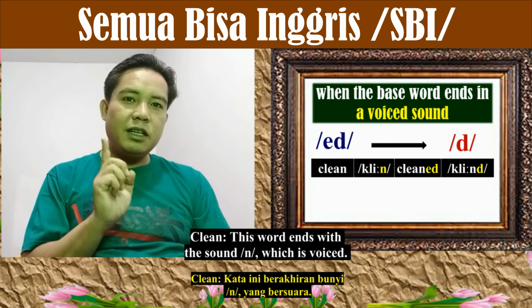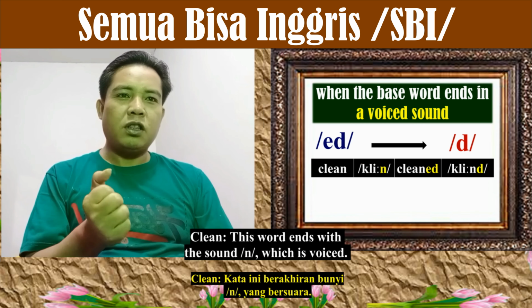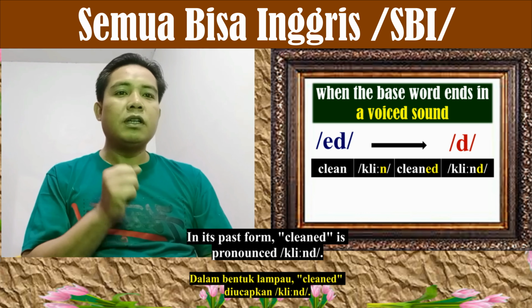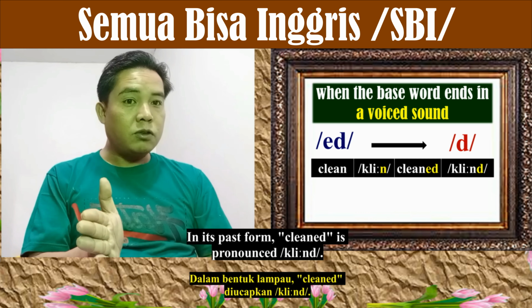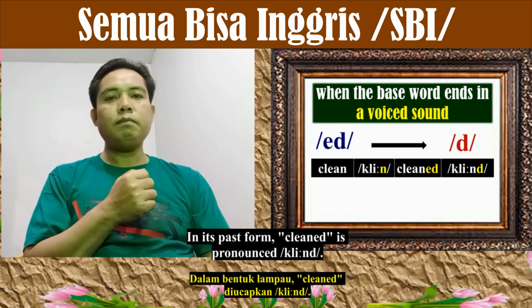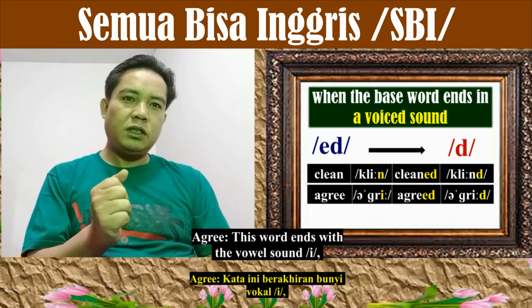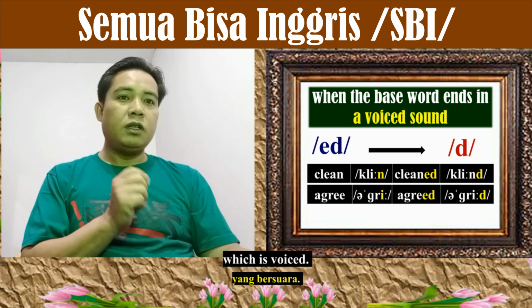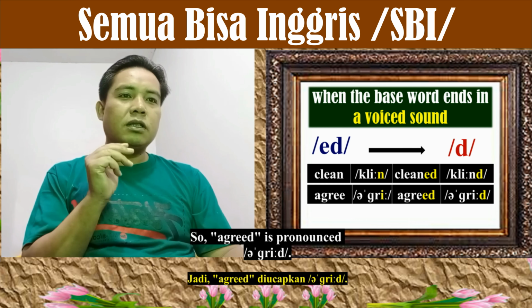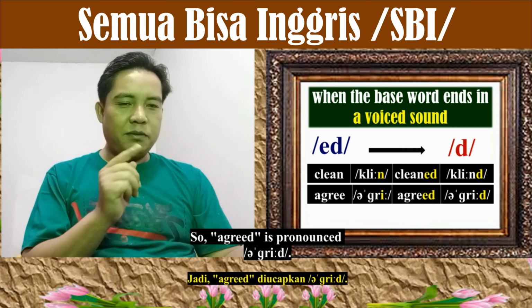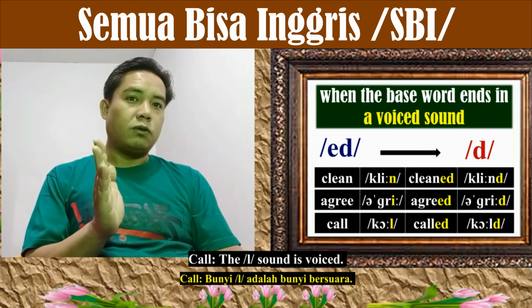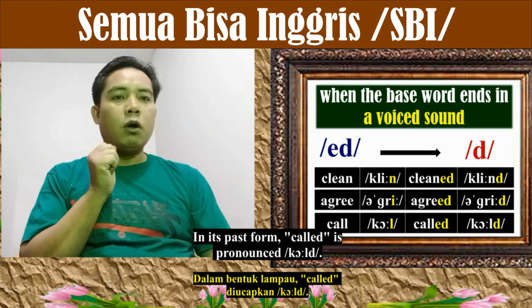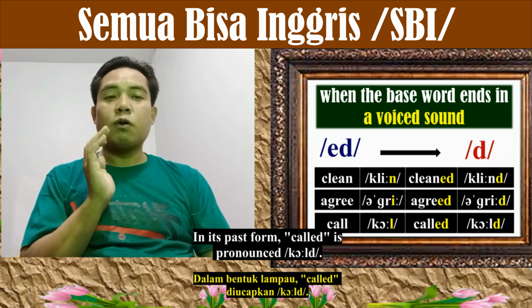Examples. Clean. This word ends with the sound n, which is voiced. In its past form, cleaned is pronounced cleaned. Agree. This word ends with the vowel sound e, which is voiced. So, agreed is pronounced agreed. Call. The L sound is voiced. In its past form, called is pronounced called.